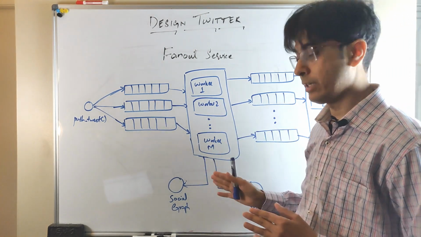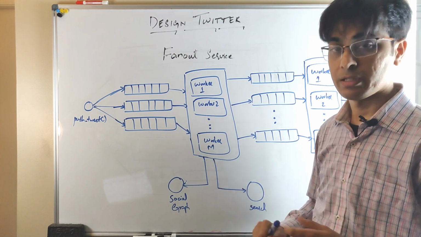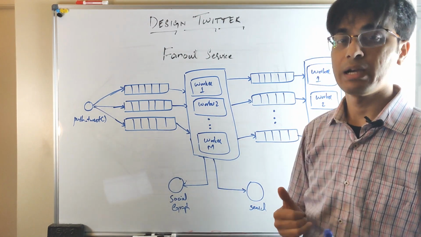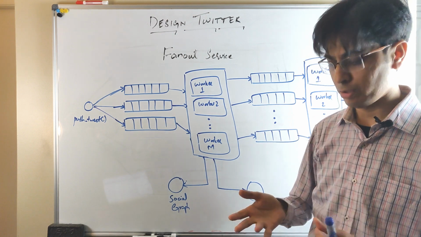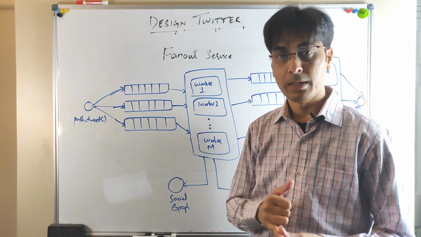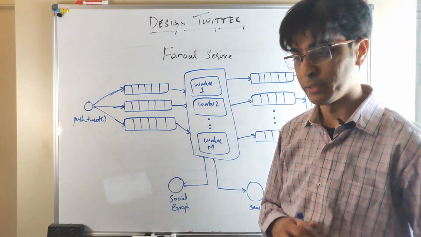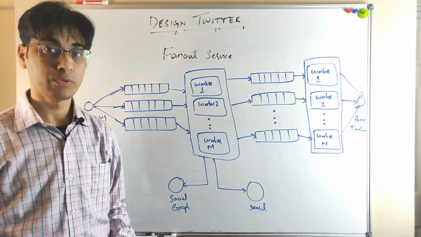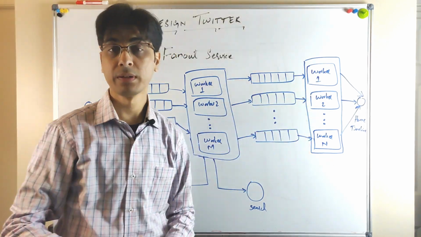In our case, right now we only have the search service, so they are only forwarding to the search service. But if there are other services like push notification or trending services, then these workers will be responsible for forwarding the tweet to those services as well. There is now a second set of workers which are listening to this second set of distributed queues.